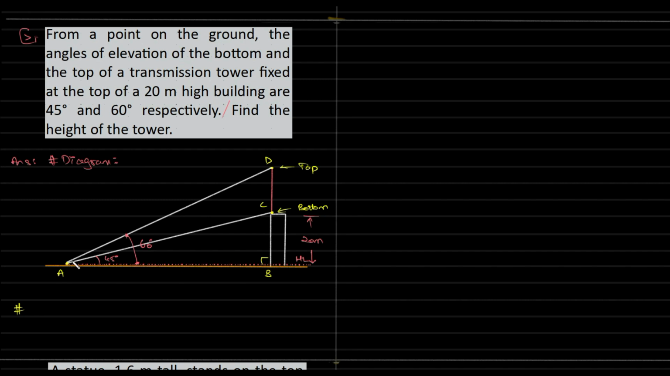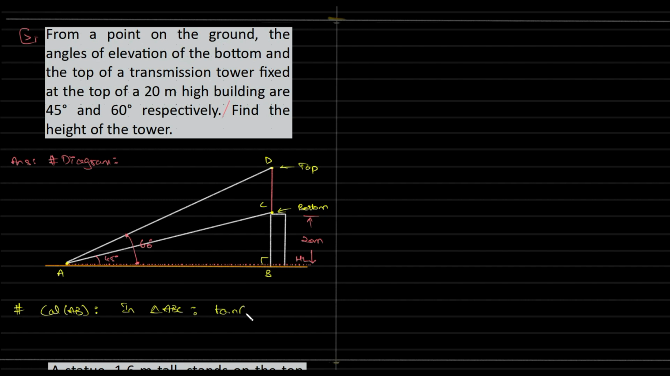Well, we have to make use of triangle ADB. But in triangle ADB, if you look, there's no length. At least you need the hypotenuse, if not the base. We can't find the hypotenuse or the base as of now. But we can do one more thing. We can make use of triangle ACB and find the base. So find AB. Let's calculate AB by taking triangle ABC.